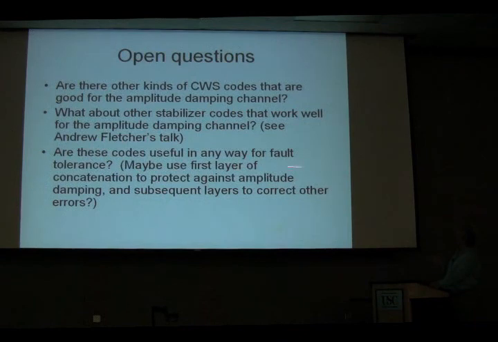And then you can ask, are these codes useful in any way for fault tolerance? So one thing you might think about is using the first layer of concatenation to protect against amplitude damping. If you have some system where most of the errors are of the amplitude damping form, maybe you want to just use a first layer of concatenation code to protect just against amplitude damping and subsequent layers to protect against other errors. So to do this, you'd have to somehow find a way of doing fault-tolerant computing with some of these codes that are good against amplitude damping. And it'd be nice if we could do that. Okay, any questions?